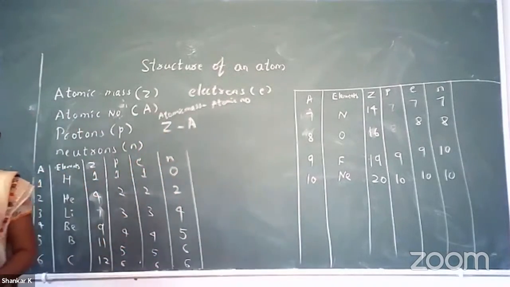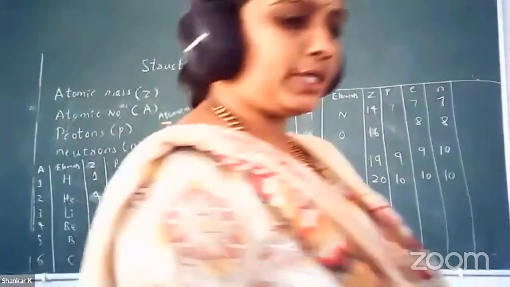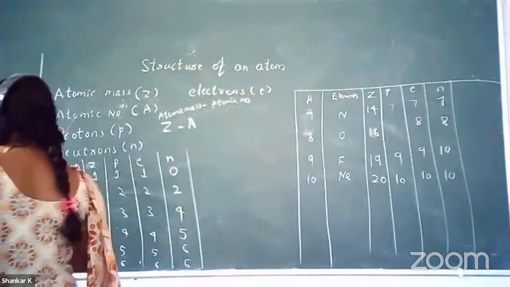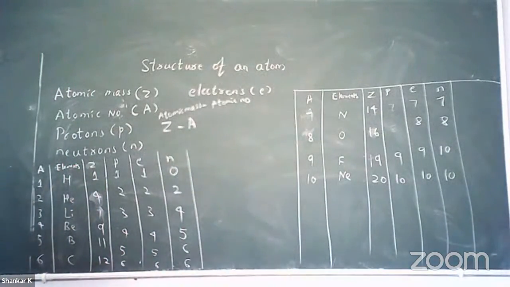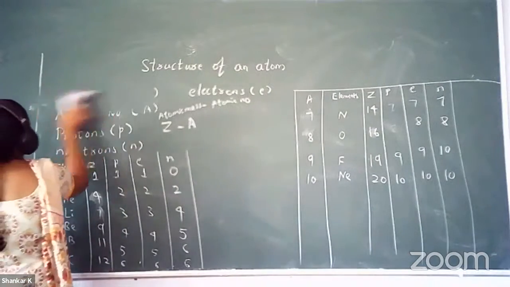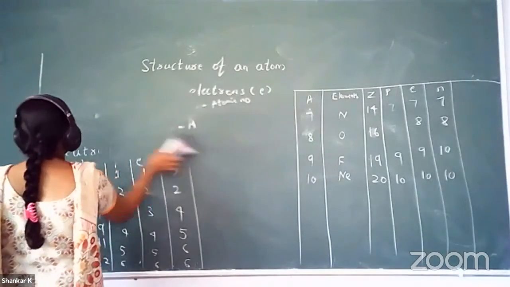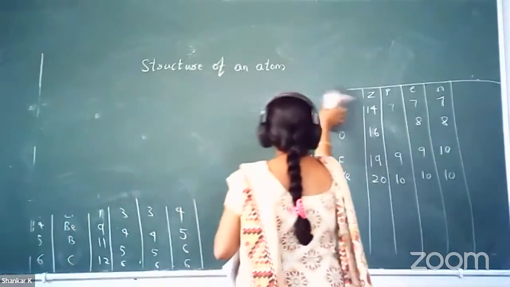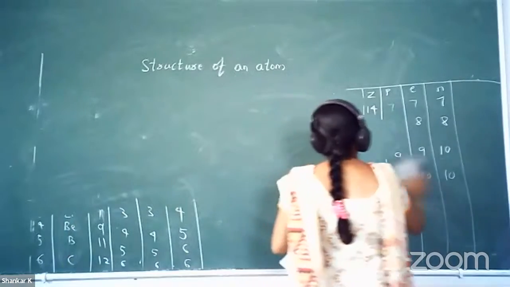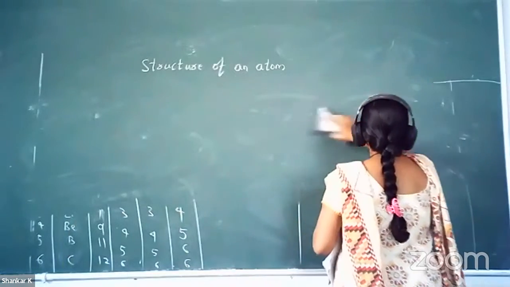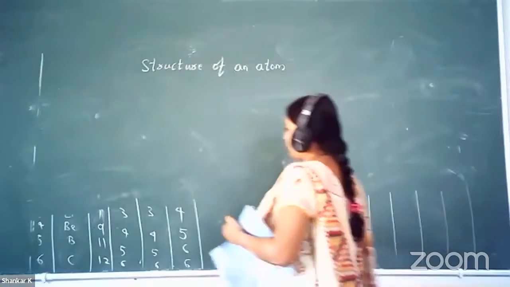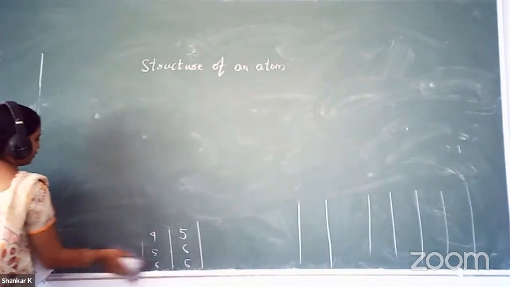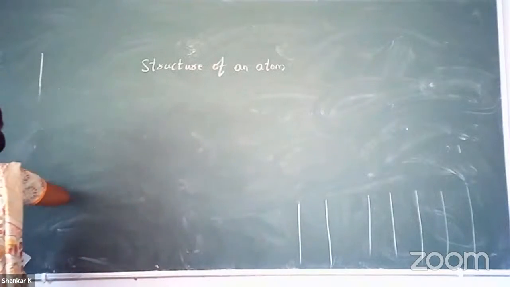So in your textbook, come to the exercise part, students. Question number 19 is there. All of you come to question number 19 in the exercise part of your textbook. Now we have understood how to find the electrons, protons and neutrons. Then come to this table and solve this one now. Solve it very fast and tell me the answer.